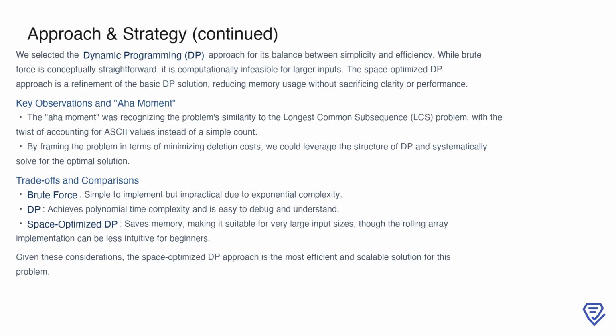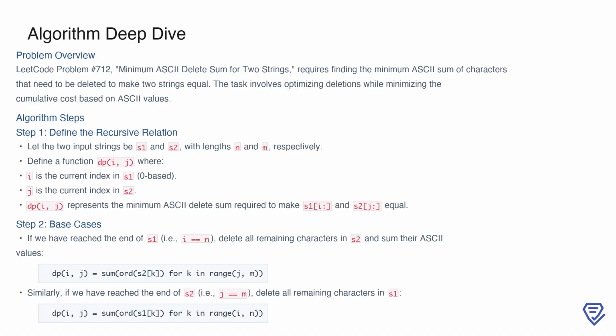A key insight in solving this problem was recognizing its similarity to the longest common subsequence (LCS) problem, but with the additional twist of accounting for ASCII values instead of just counting characters. By framing the problem as minimizing deletion costs, we could systematically leverage dynamic programming to find the optimal solution. Overall, the space-optimized DP approach provides the best trade-off between performance and scalability, making it the preferred solution for this problem. The problem we are solving is LeetCode number 712, where we need to find the minimum ASCII delete sum required to make two strings equal.